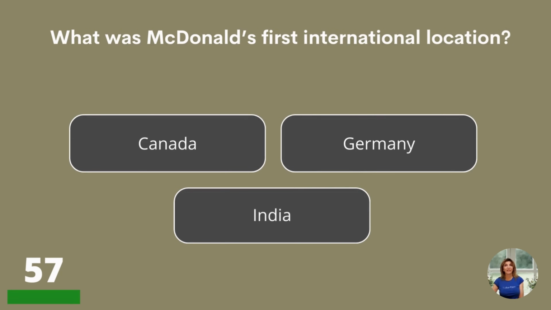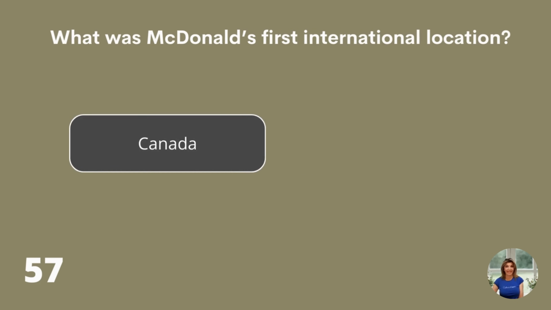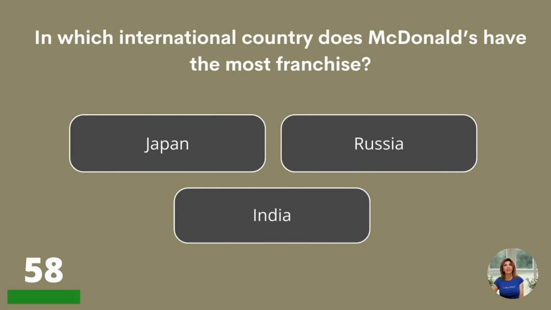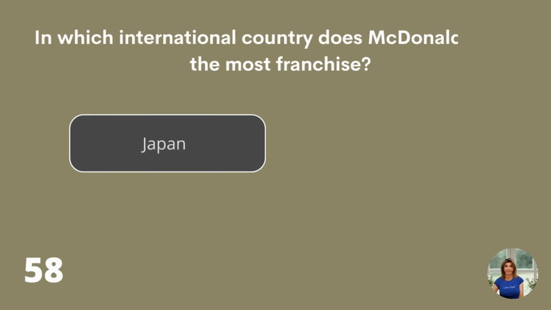What was McDonald's first international location? Canada, Germany, or India? Canada. In which international country does McDonald's have the most franchises? Japan, Russia, or India? Japan.